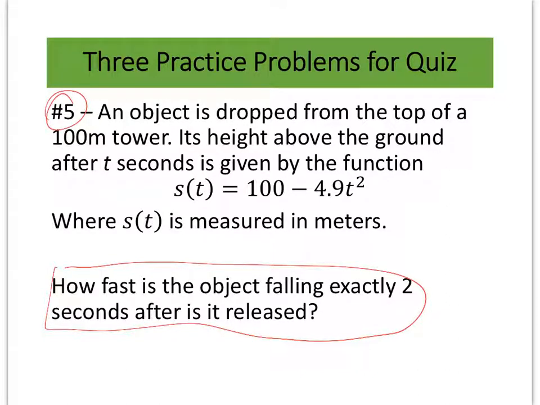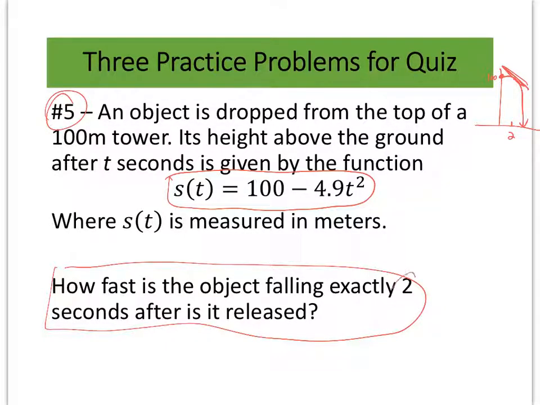So I'm just going to kind of imagine this. I have an object, it's 100 feet up, it's being dropped, it's going to hit the ground. Some point in between is 2 seconds, and we're looking for the speed, the instantaneous velocity of that function after 2 seconds. So this is a quadratic function. It's just kind of disguised in a slightly different problem. We're going to use the limit definition.